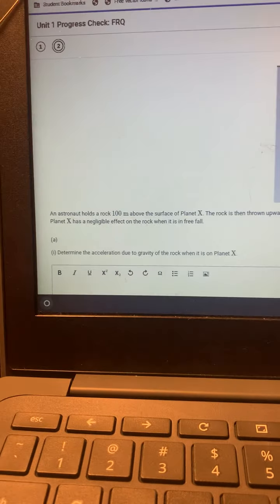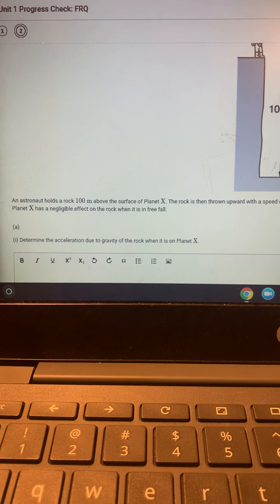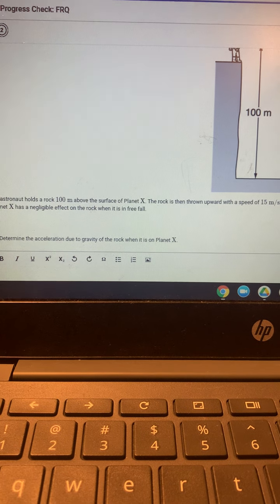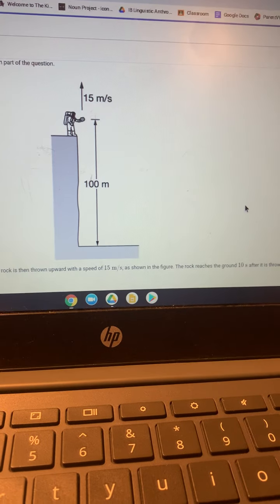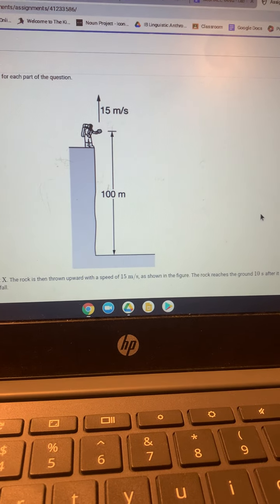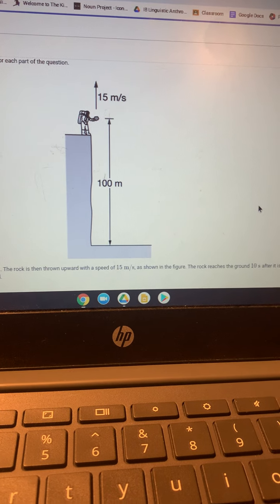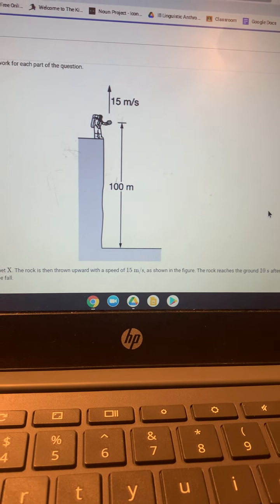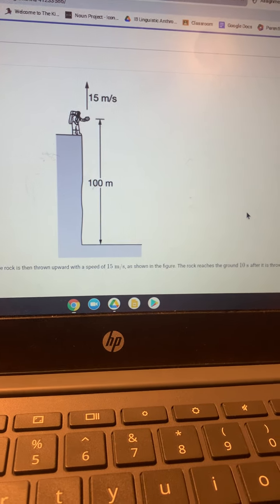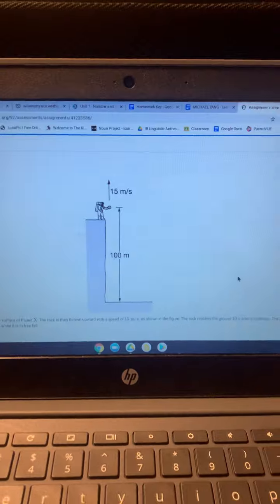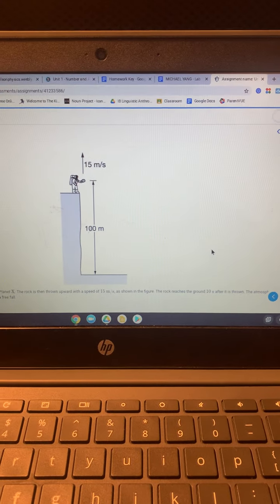So the first question asks us to determine the acceleration due to gravity of the rock when it is on planet X. In order to answer this question, we have to use the details and statistics that they give us in order to figure out what the acceleration is. The first thing we know is the change in y is negative 100 meters.